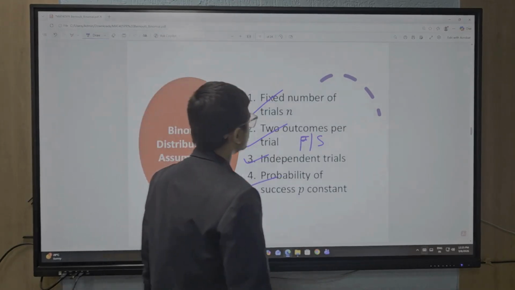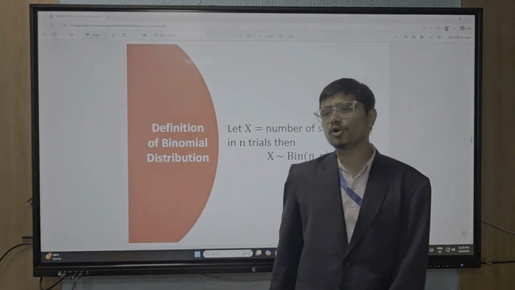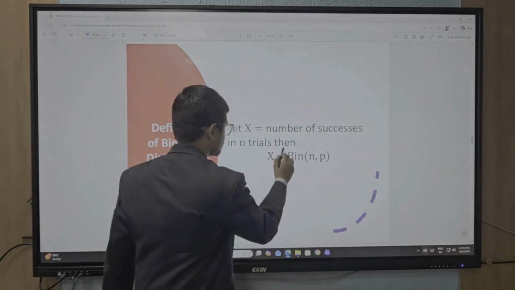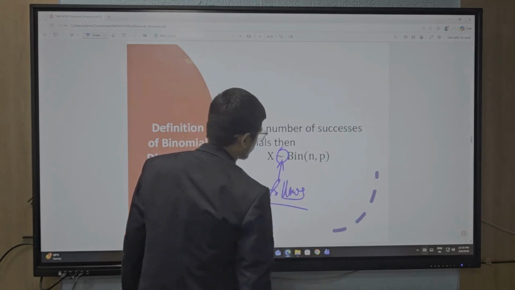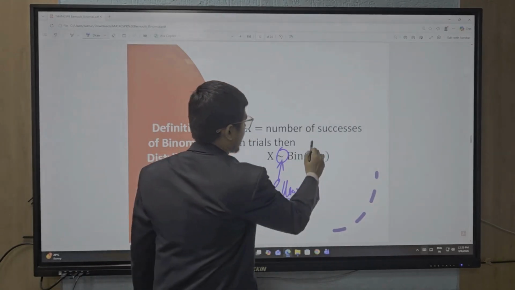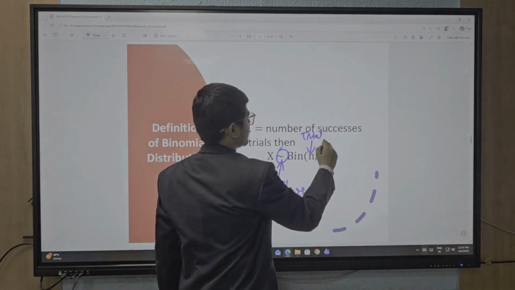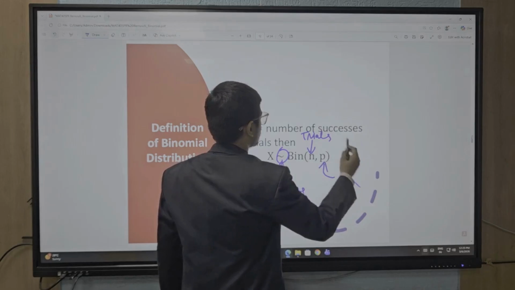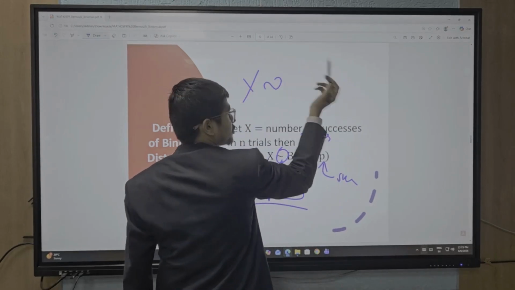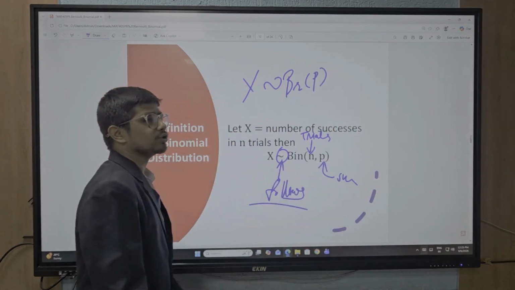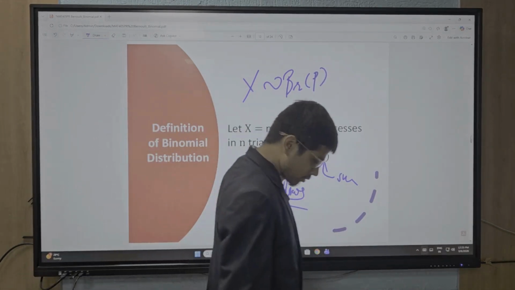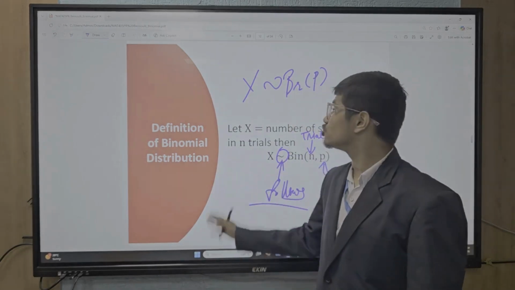Now X follows a binomial distribution. This sign means follows. X follows a binomial distribution with n, the number of trials, and p, the probability of success. What about the Bernoulli distribution? X follows only p, because the number of trials is 1 in the Bernoulli distribution.